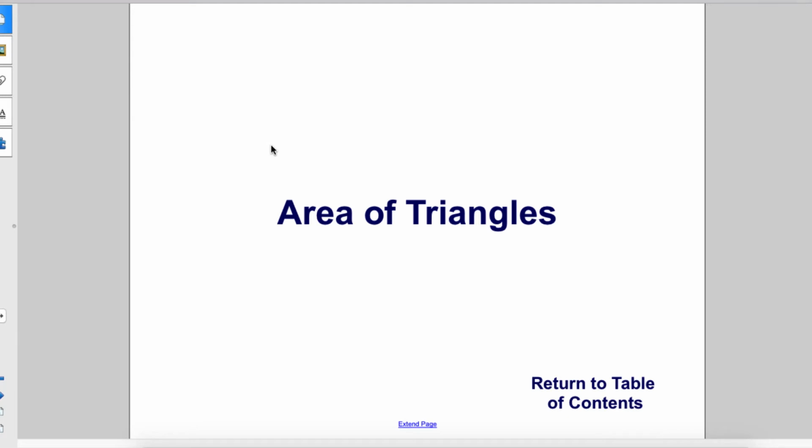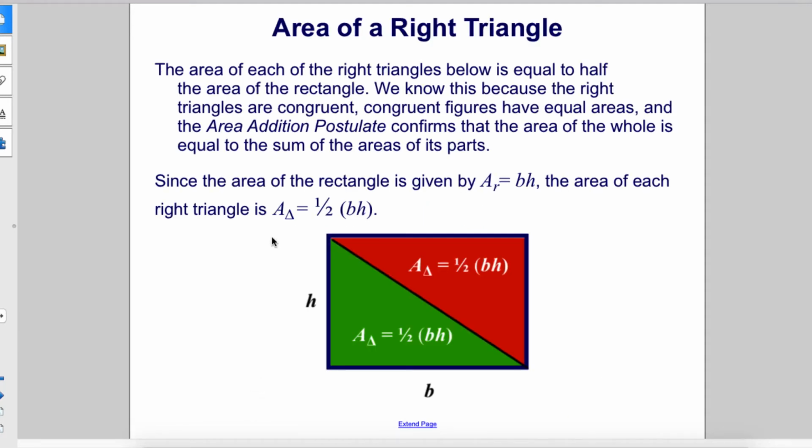Area of triangles. Area of a right triangle. The area of each of the right triangles below is equal to half the area of the rectangle. We know this because the right triangles are congruent. Congruent figures have equal areas, and the area addition postulate confirms that the area of the whole is equal to the sum of the areas of its parts.